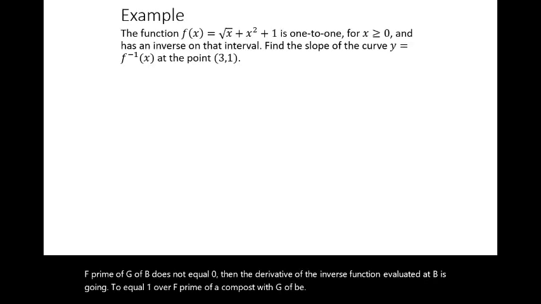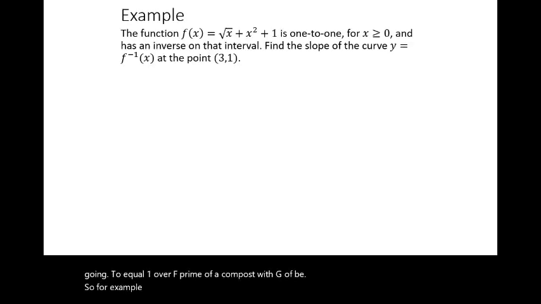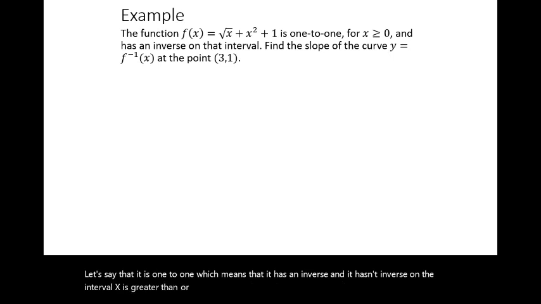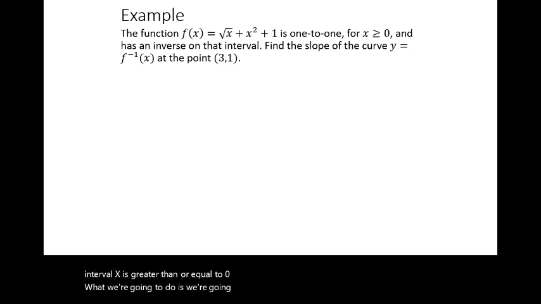So, for example, let's say that the function f of x equals square root of x plus x squared plus 1. Let's say that it is 1-to-1, which means that it has an inverse. And it has an inverse on the interval x is greater than or equal to 0. What we're going to do is find the slope of the curve of y equals f inverse of x at the point 3, 1.